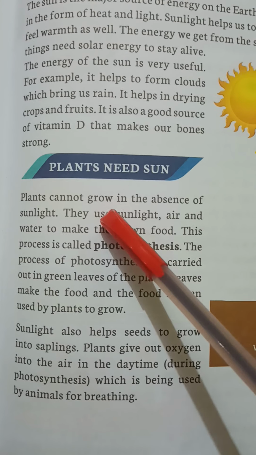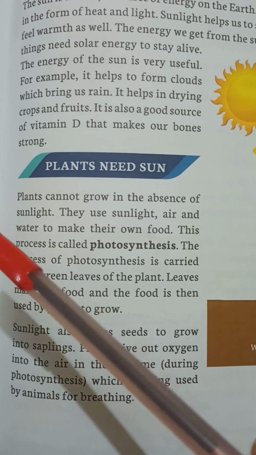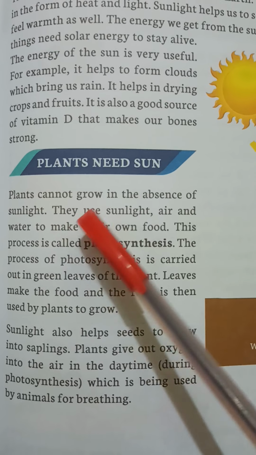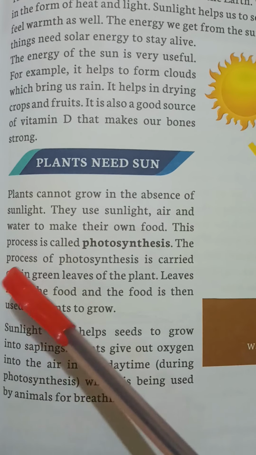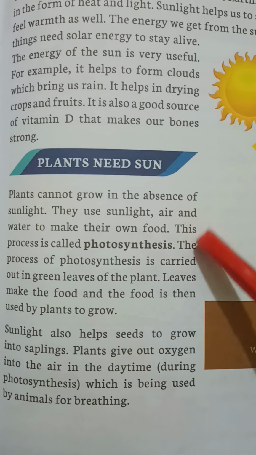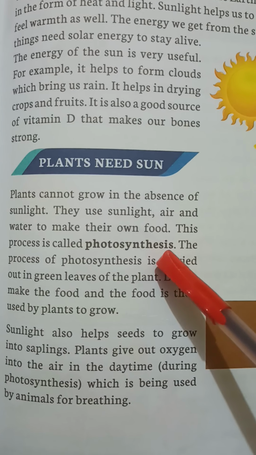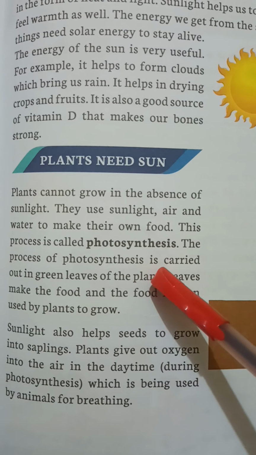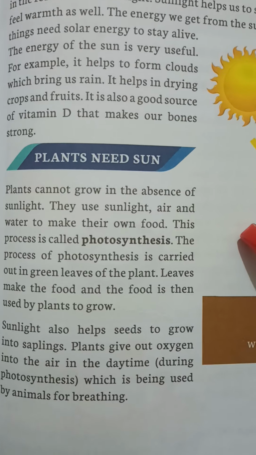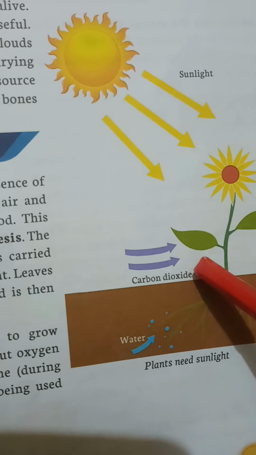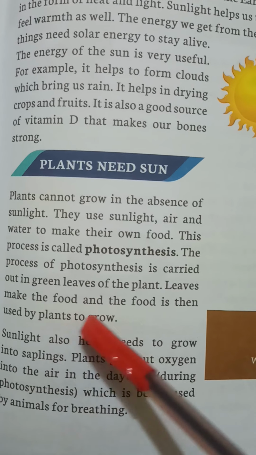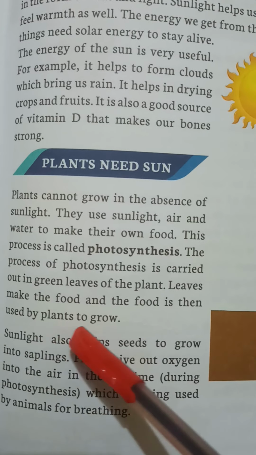Let's come to the topic which is given in your book. Plants cannot grow in the absence of sunlight. They use sunlight, air and water to make their own food. That's why they are called autotrophs. This process is called photosynthesis. The process of photosynthesis is carried out in the green leaves of the plants, and that is why the leaf is called the kitchen of the plant. Leaves make the food, and food is then used by the plants to grow.